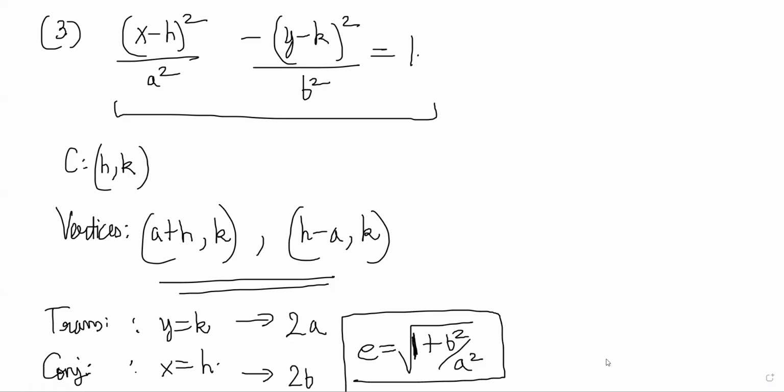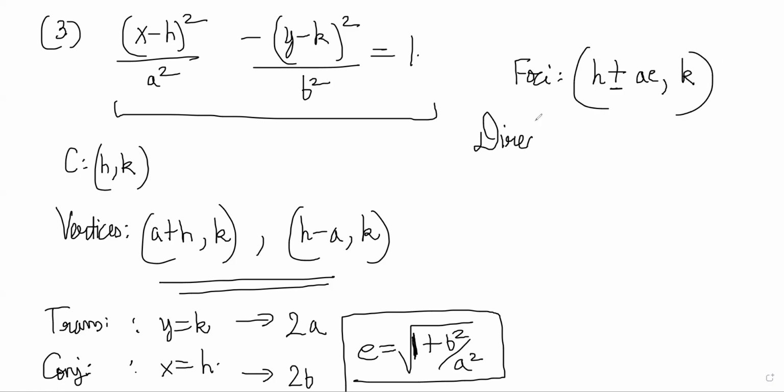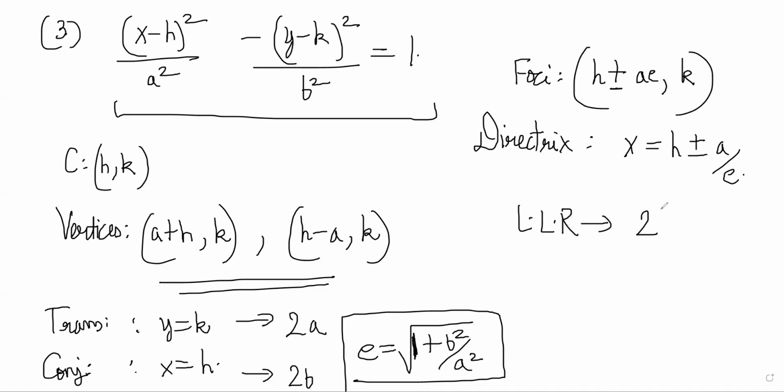Now, first of all, let's find the foci. The foci will be at (h plus minus ae, k). This will be my foci, and the directrix equations will be x is equal to h plus minus a by e. The length of the latus rectum is the same as before. It is 2b square by a. Okay, so these are important things that you need to know.